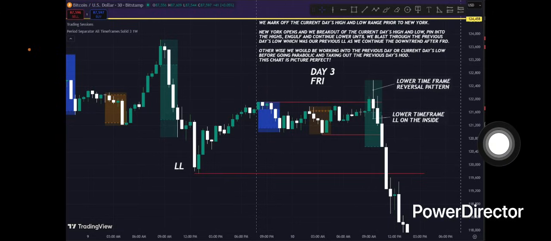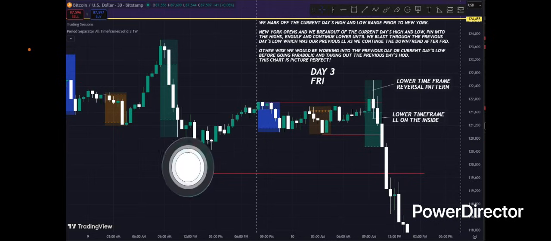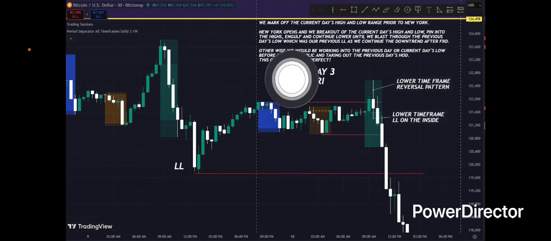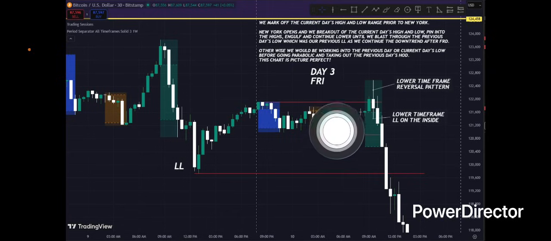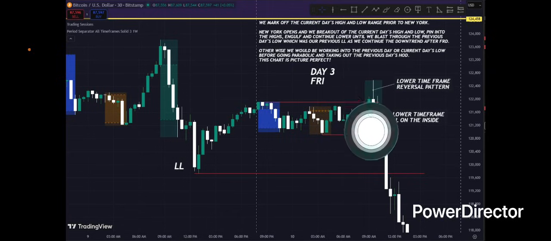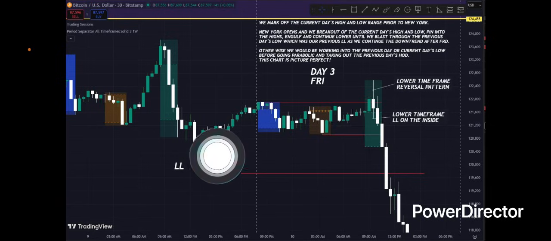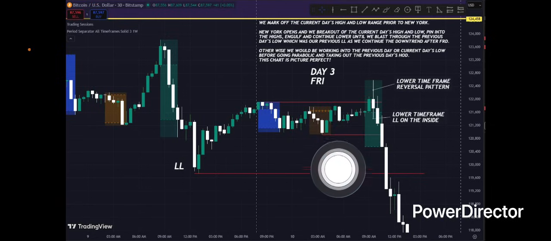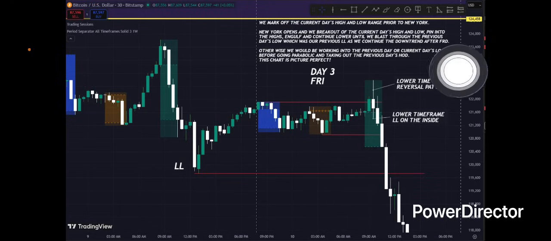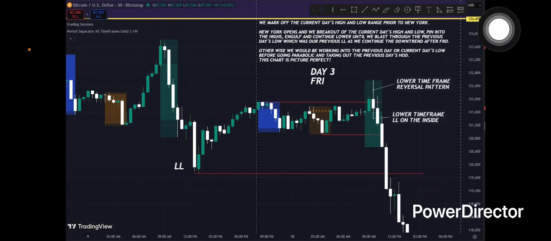Otherwise, if this market was going to go higher and take out this high rather than take out this low, we would be working into the lows. Instead of up here working into the highs, we would be down here working into those London lows, or possibly working into the lows from the previous day, breaking out of there and putting in a reversal pattern to go higher. But as it is, we are working the high, breaking out of the current day's high as we go into that New York session.